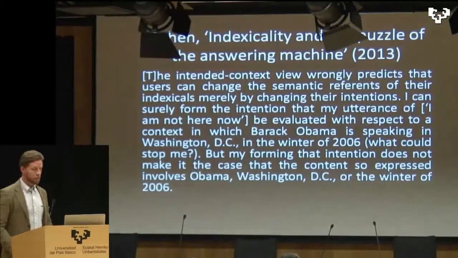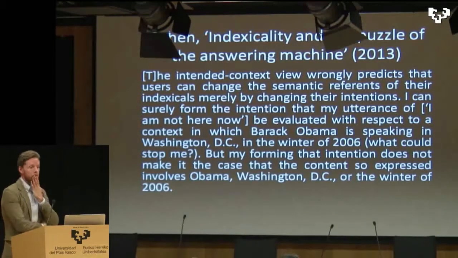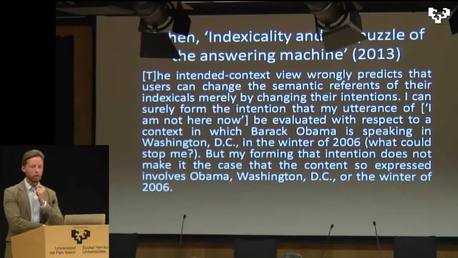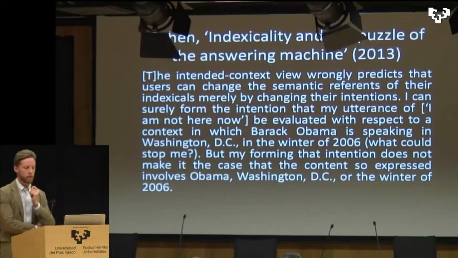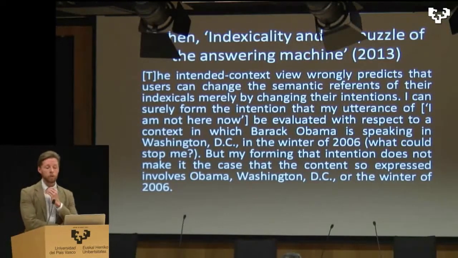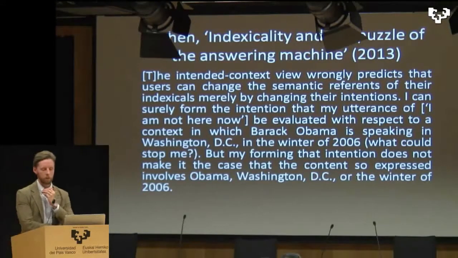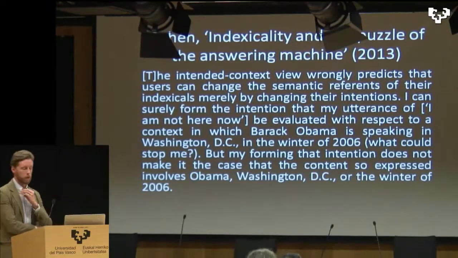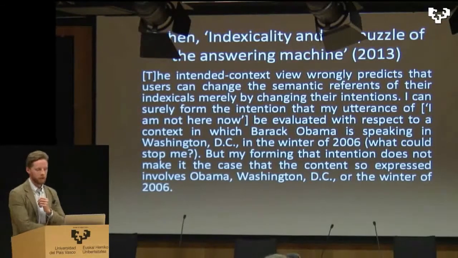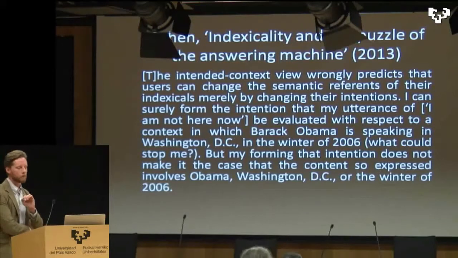So this Humpty Dumpty objection can be put as follows, as Cohen puts it. The intended context view wrongly predicts that users can change the semantic reference of their indexicals merely by changing their intentions. Now, I can surely form the intention that my utterance of "I'm not here now" be evaluated with respect to a context in which Barack Obama is speaking in Washington, D.C. in the winter of 2006. What could stop me?